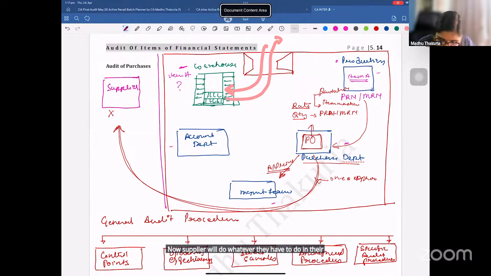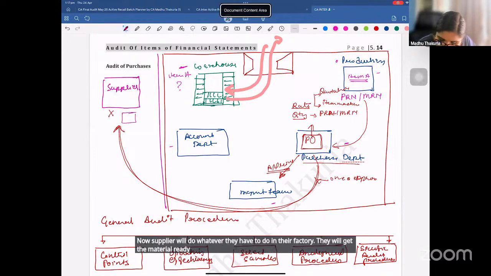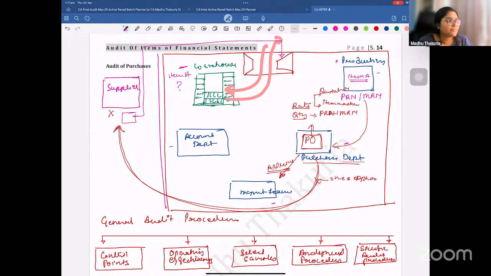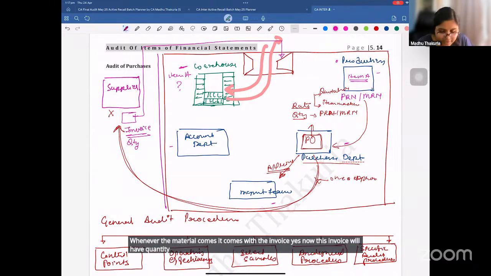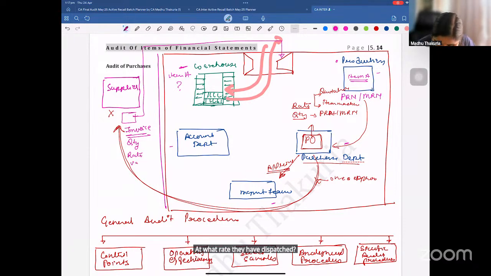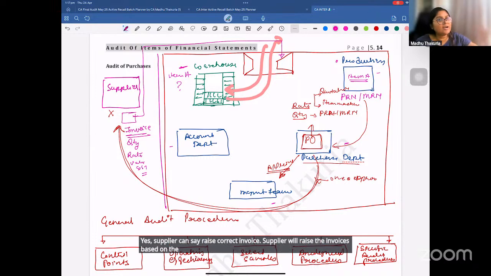They will get the material ready, and now this material will be sent to your client's factory. Whenever the material comes, it comes with the invoice. Now this invoice will have the quantity the supplier has dispatched, at what rate they have dispatched, and the value, including GST, etc. The supplier will raise the invoice based on the quantity, rate, value, GST, and all of that.